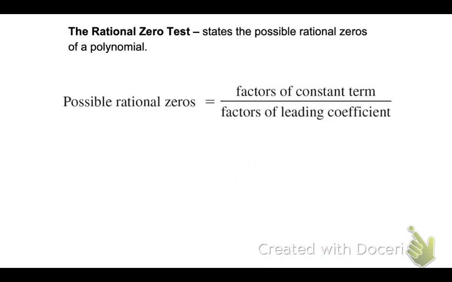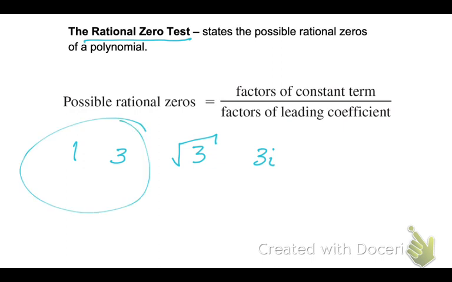Okay, pretty much, so rational zeros test. Rational zeros test, rational numbers. First of all, we need to know what a rational number is. Is 1 a rational number? Yes. Is 3 a rational number? Yes. Is the square root of 3 a rational number? No. Is 3i a rational number? No. Okay, so the rational zeros test only talks about rational zeros.